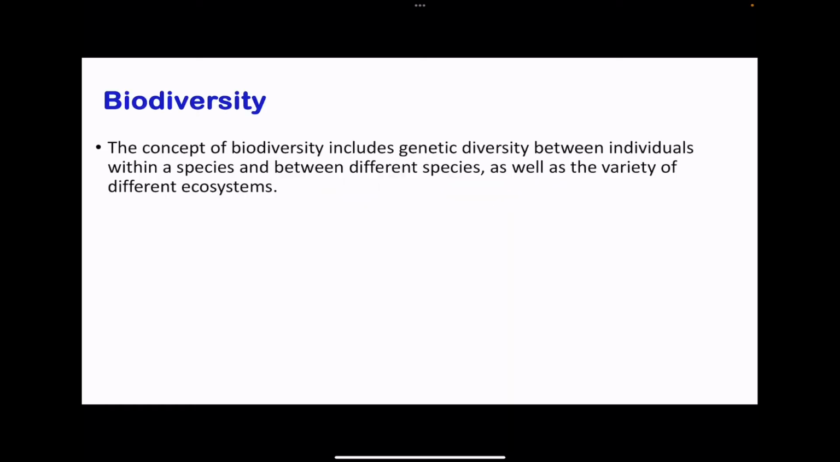Biodiversity includes genetic diversity between individuals within a species, as well as different species and in different ecosystems. Within an ecosystem, all organisms are going to be interdependent and they can affect the physical conditions around them. If there is rich biodiversity, it allows large-scale ecosystems to function and to self-regulate.